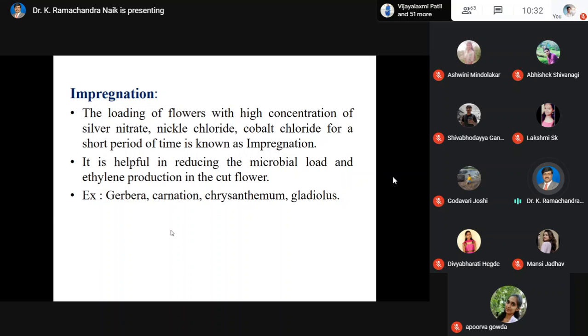Because of that, the stalk loses its turgidity and the flower loses its freshness, and that is the reason that even after dipping in the water, you will not get quality flowers. Microbes cannot be seen, but they will be there, one way or the other, damaging the commodity. Under such circumstances, especially in the case of long stalk flowers like gerbera, carnation, chrysanthemum and gladiolus, we can think of impregnation with chemicals, with germicides and antimicrobials.